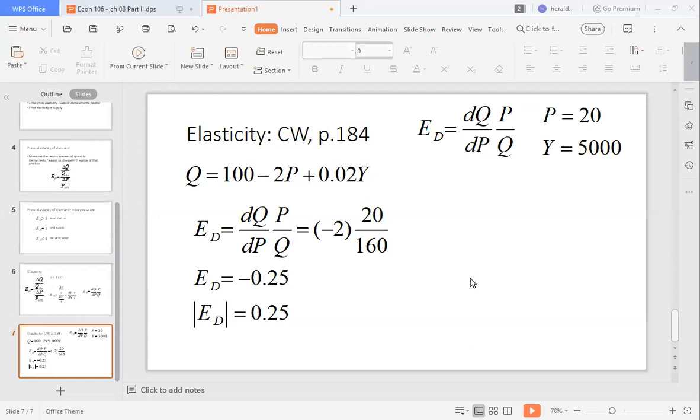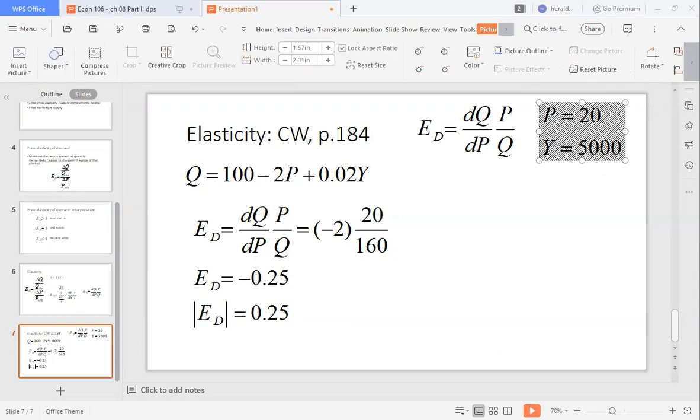Okay, so again, we have a formula, an equation for price elasticity, which is a ratio of dq over dp multiplied by p over q. Our demand function here is q = 100 - 2p + 0.02y. The first thing you need to do, because there are values that need to be substituted, is substitute y, which is equal to 5,000, into our demand function, and it will give you a value of q which is equal to 160.